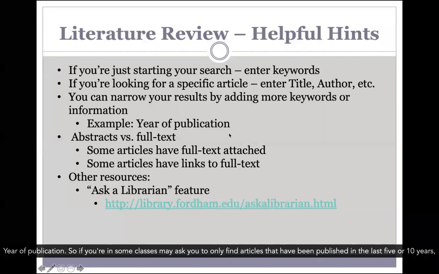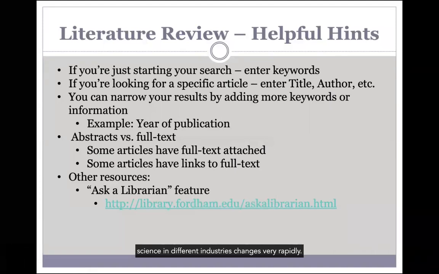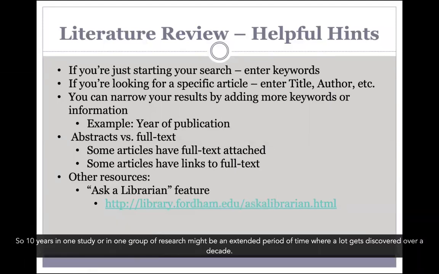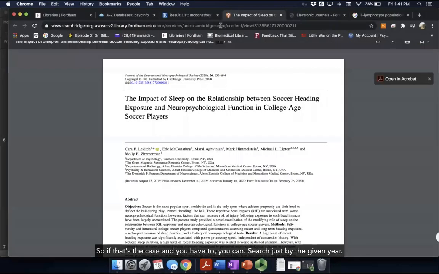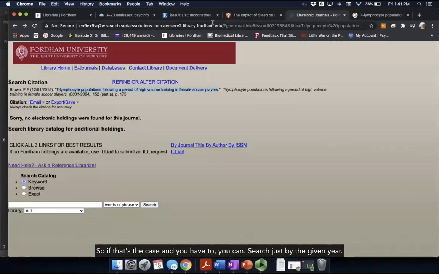Year of publication. So some classes may ask you to only find articles that have been published in the last 5 or 10 years. Science in different industries changes very rapidly. So 10 years in one study or in one group of research might be an extended period of time where a lot gets discovered over a decade. So if that's the case and you have to, you can search just by the given year.